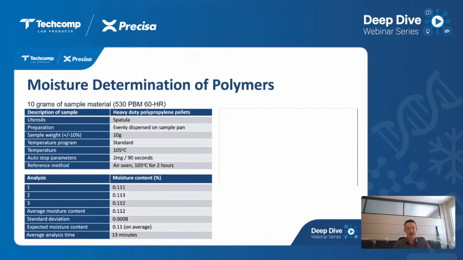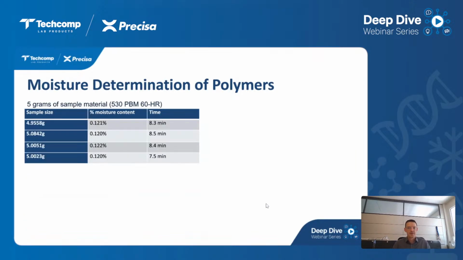This has been the 10 grams analysis, but we also have conducted the same analysis with 5 grams. The results and the time are shown here. So also here we have very narrow moisture content results, and the time is also very similar. This means that we have a very good repeatability throughout the different analysis runs, and also the standard deviation is more than acceptable.